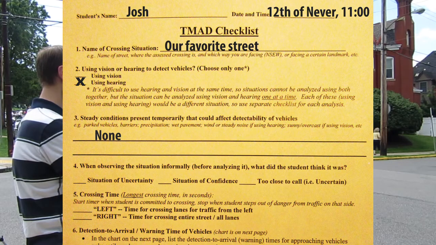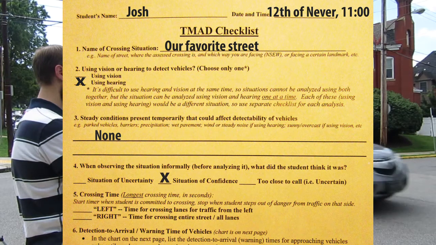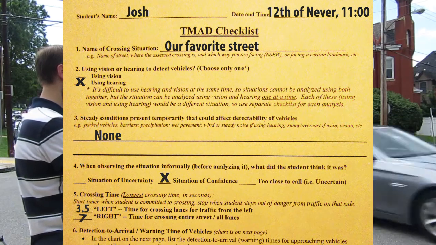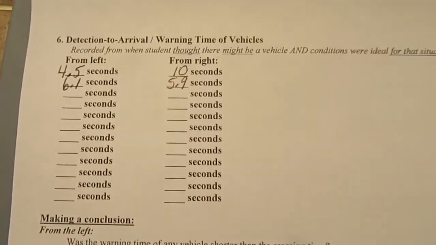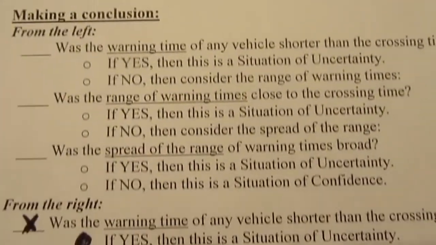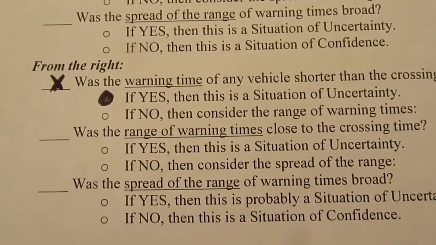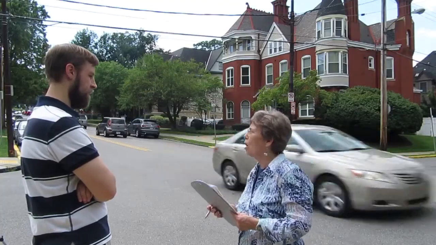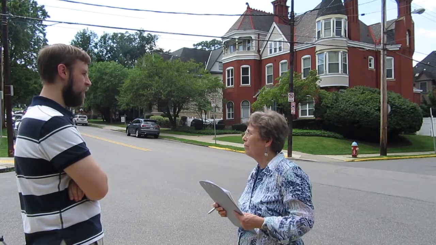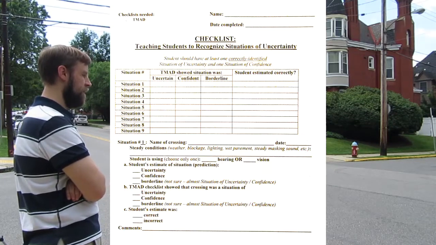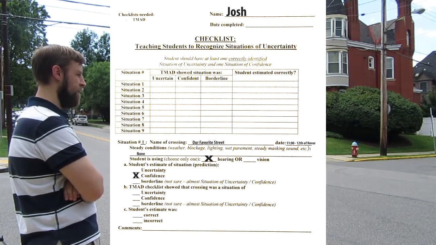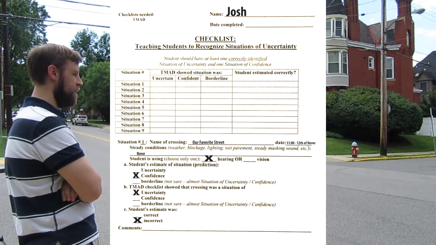Let's say that after his initial observation, based on his estimate of the width of the street and the warning times of approaching vehicles, Josh guessed it was a situation of confidence. We would then measure his crossing time and use the back of the TMAD checklist to record the warning times of approaching vehicles, and then go to the flow chart below and determine that, oops, Josh was wrong. It was a situation of uncertainty. We can now record this as situation number 1 in the checklist for teaching students to recognize situations of uncertainty.